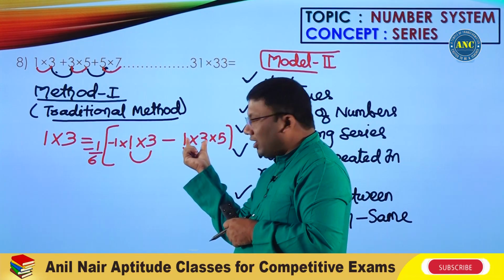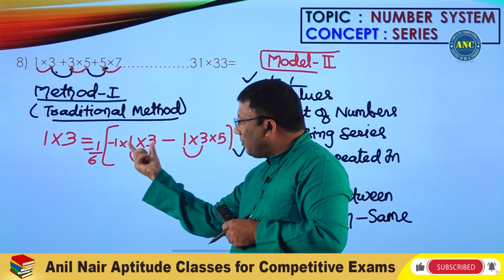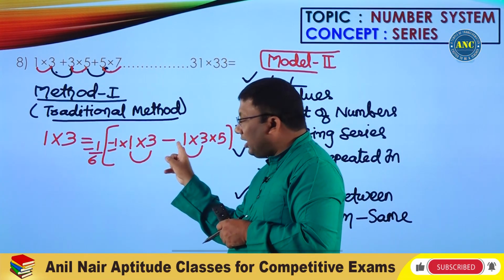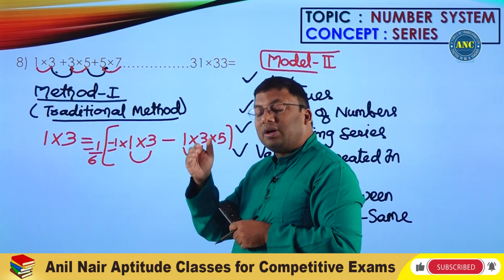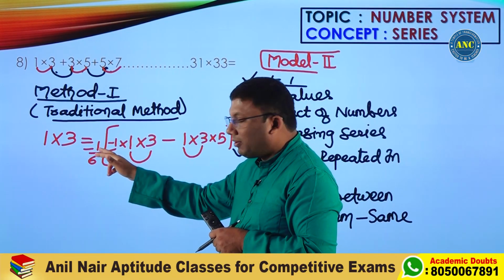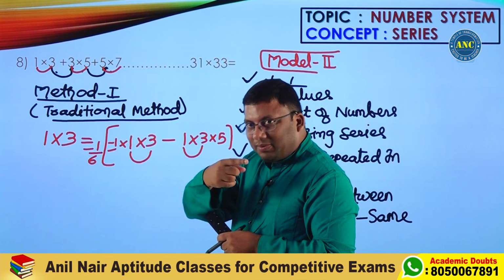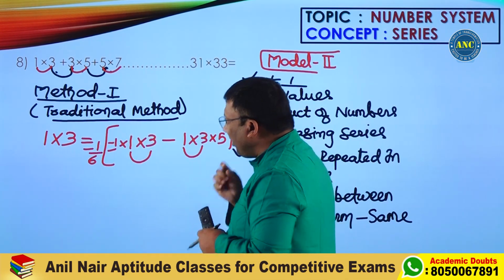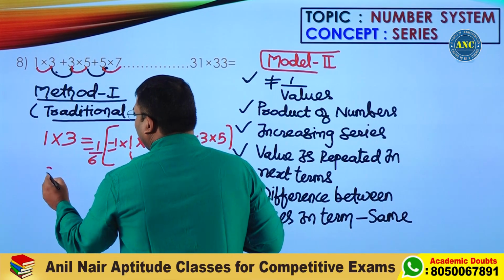Again I am repeating. 1 into 3, if I take it common, what is there in the bracket? Minus 1, minus 5. Minus 1, minus 5 is minus 6, multiplied by minus 1 by 6. Minus 6 will get cancelled. Why are we doing this? In the next step it will be clear.